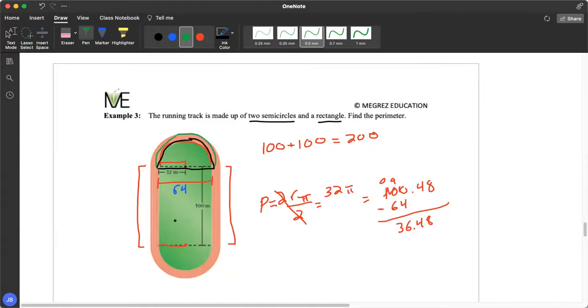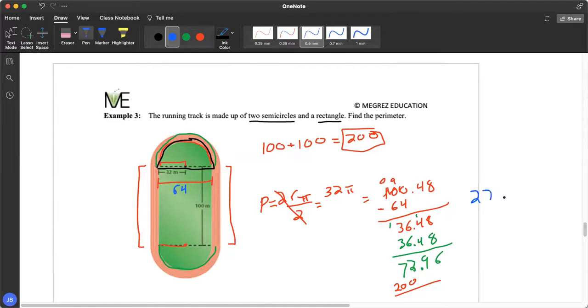But we know we have 2 of them, so we can come down here and add another 36.48. That'll give us 72.96. And then we can add that to our 200 up here for the sides. And our final answer should be 272.96.